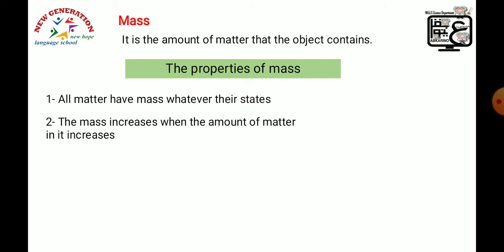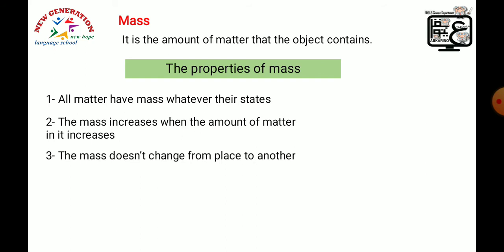Again, the mass depends on the amount of matter, so the mass of an object increases when the amount of matter in it increases. And finally, number three, the mass doesn't change from one place to another. Could you explain that for us, Miss Isra, please? Listen to me. The mass of any object is a fixed or constant value, and it doesn't change by changing the place of the matter anyway.